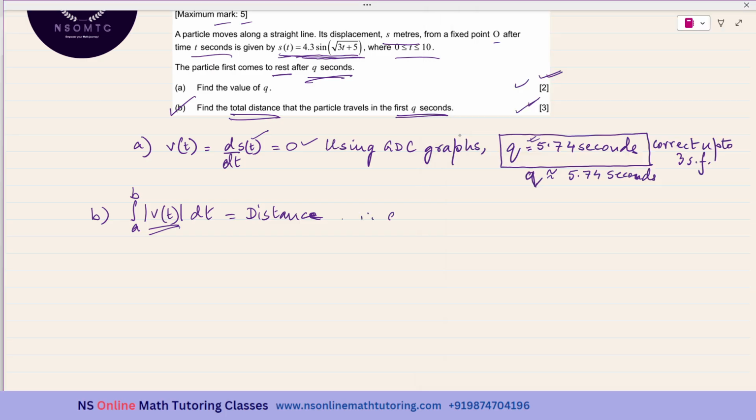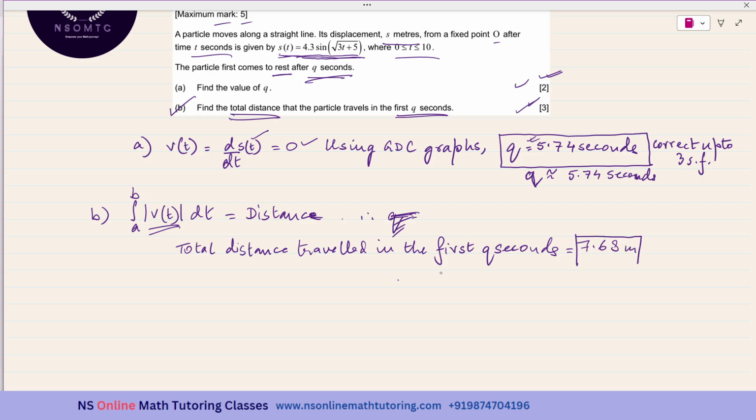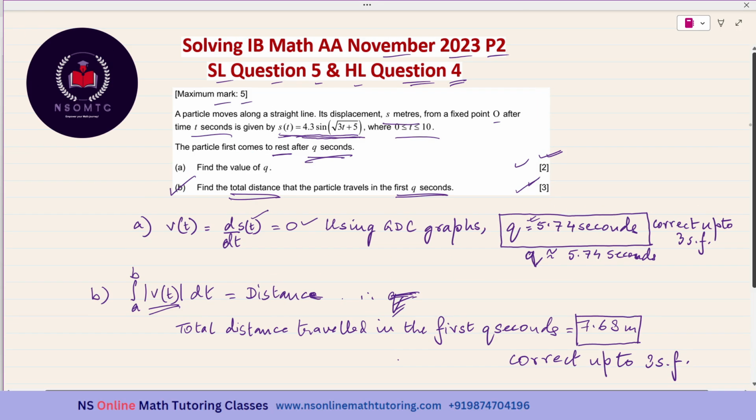therefore, q is equal to, sorry, not q, total distance traveled in the first q seconds is equal to, I could have written the value of q also, but it's okay, fine, is 7.68 meters. Correct to 3 significant figures. Okay. So we have answered both the subparts and we have got 5 marks for this question.